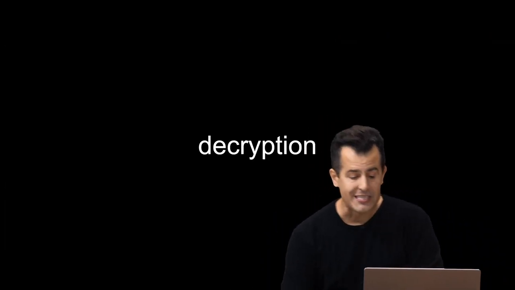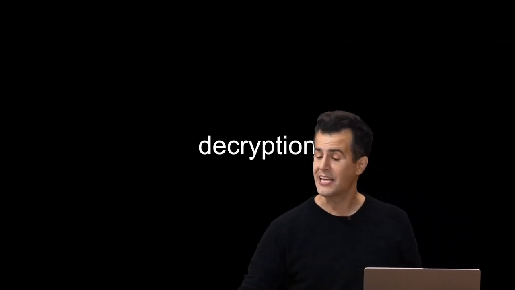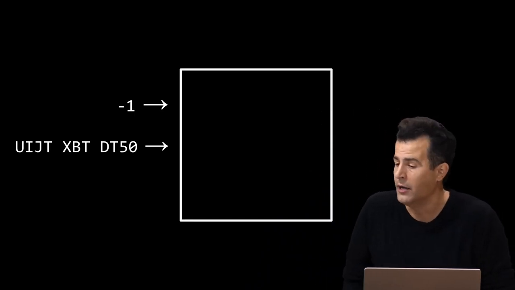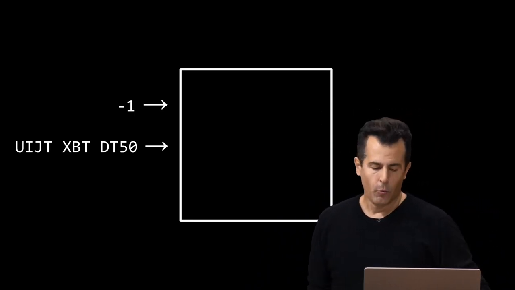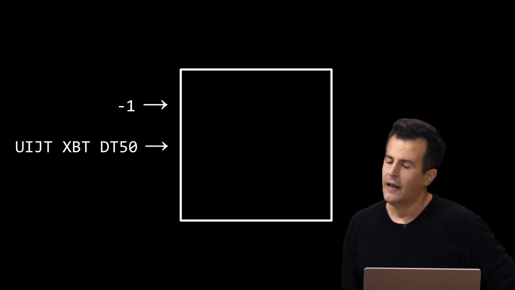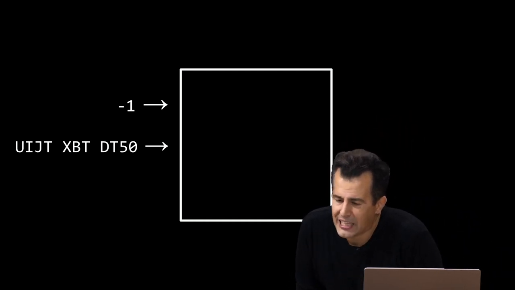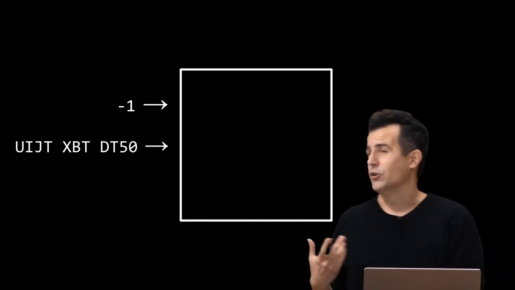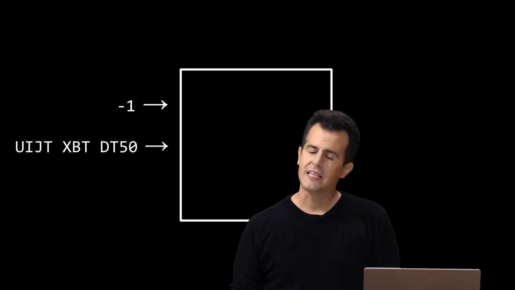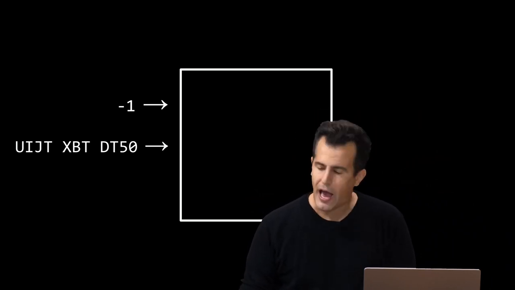The opposite, of course, is indeed called decryption, but the process is the same. We now pass in negative one. And so how about this? Why don't we end with a demonstration here? UYJTXBTDT50, there's a bit of a tell there. If we pass that in and do negative one, well, how do we get out the plain text originally?